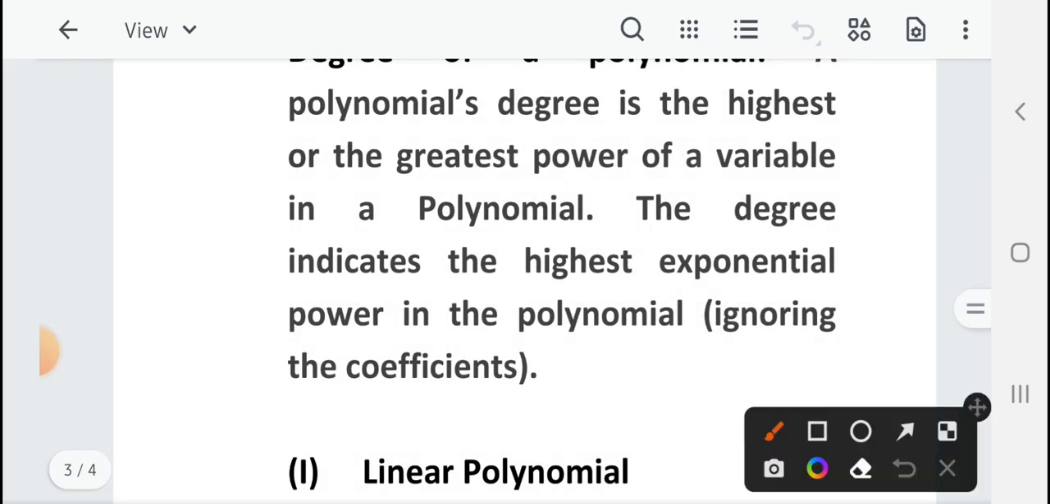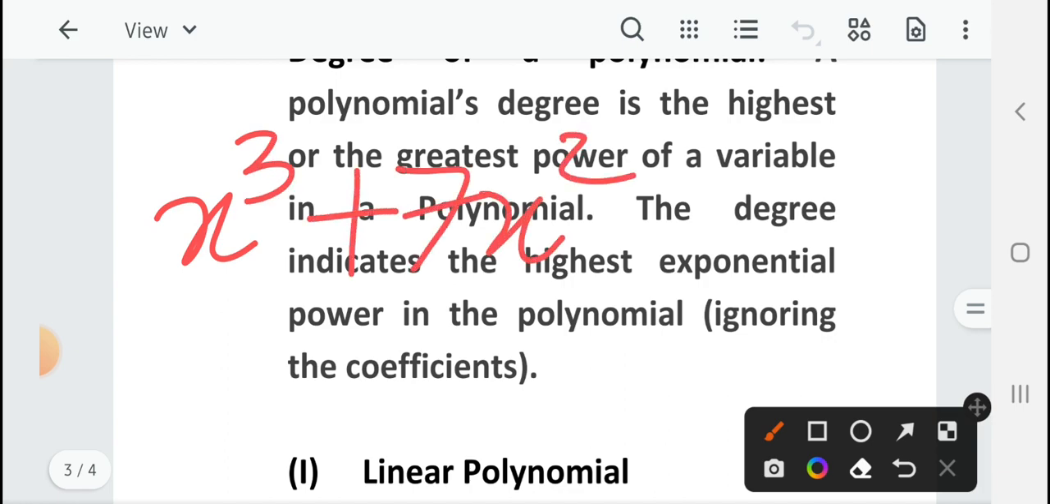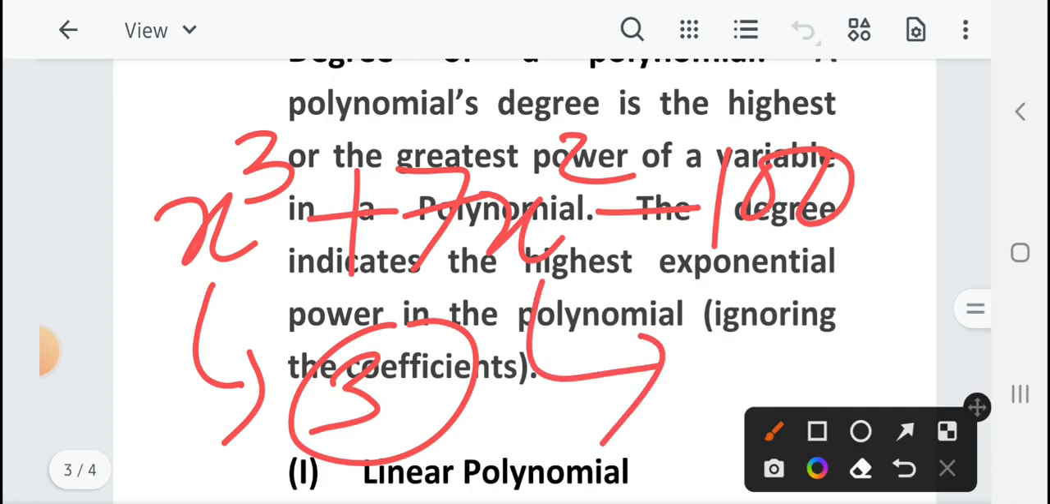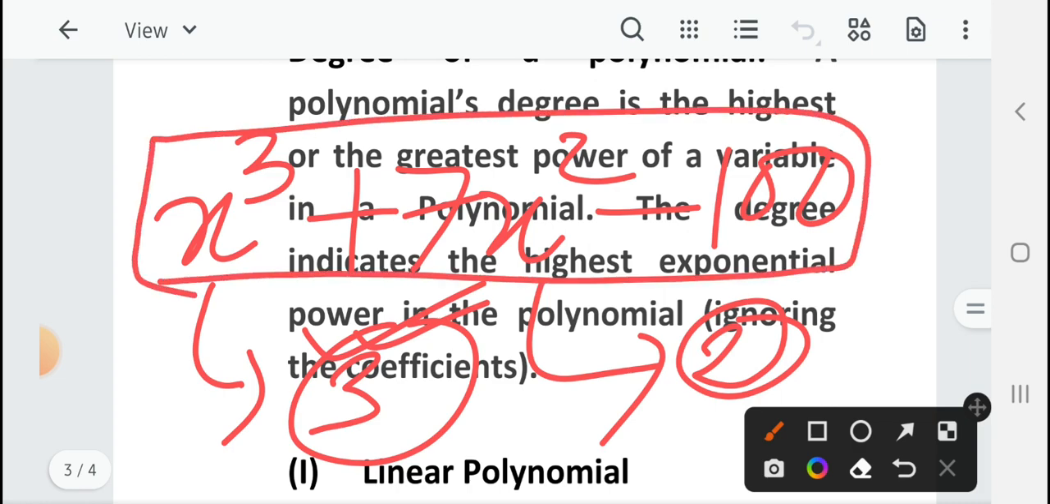Suppose we have a polynomial like x cube plus 7x square minus 100. So what should be the degree of this polynomial? In this case you can see that in the first term the exponent of x is 3, and in the second term the exponent of x is 2. So the highest degree or the greatest one is 3, so we can say that this is a polynomial with degree 3.